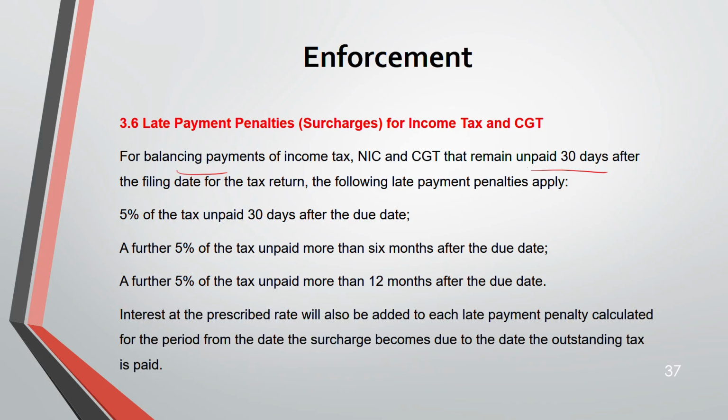So first 5% for more than 30 days, another 5% for more than 6 months, another 5% for more than 12 months. Total 15% if you add. Okay. This is penalty. Even interest also will be added with this. Remember, penalty, interest also will be added.